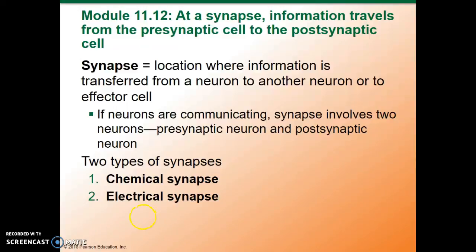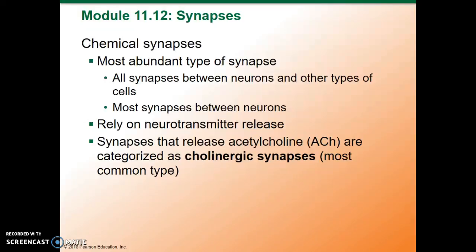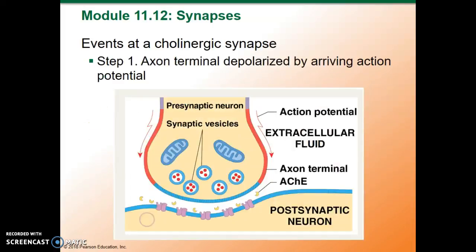There are two types of synapses: chemical, the one you're comfortable with, the neuromuscular junction, and electrical, that we'll see in the heart. So the chemical synapse is the most common type of synapse, and this relies on neurotransmitters to transfer that information from the presynaptic cell to the postsynaptic cell. Synapses that release acetylcholine, such as the neuromuscular junction, are cholinergic synapses. So we'll go over those actions that take place at that synapse.